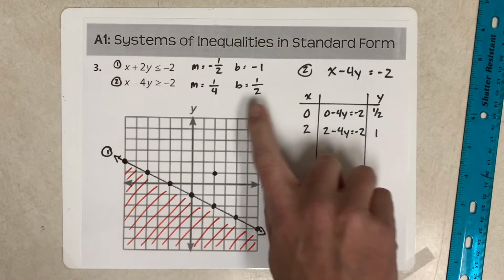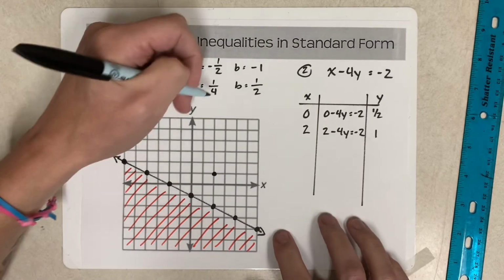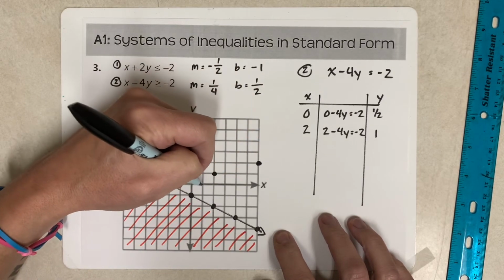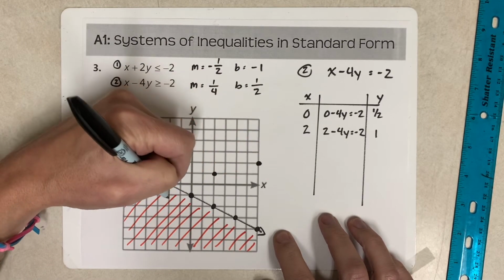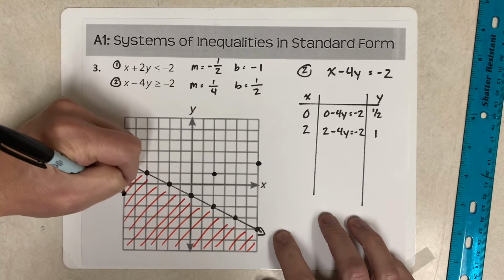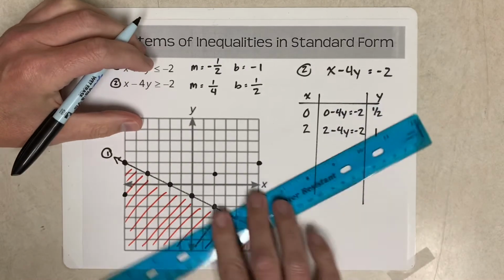Now I can use my slope to get all my other points. So up 1/4, down 1, back 4: 1, 2, 3, 4, down 1, 1, 2, 3, 4, and it looks like this is my boundary line for the second one.